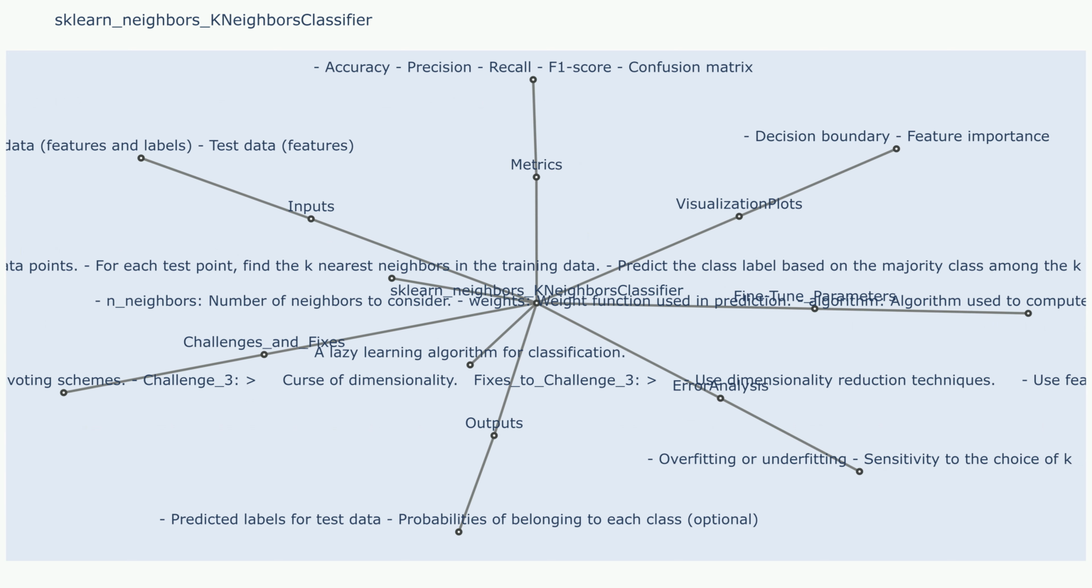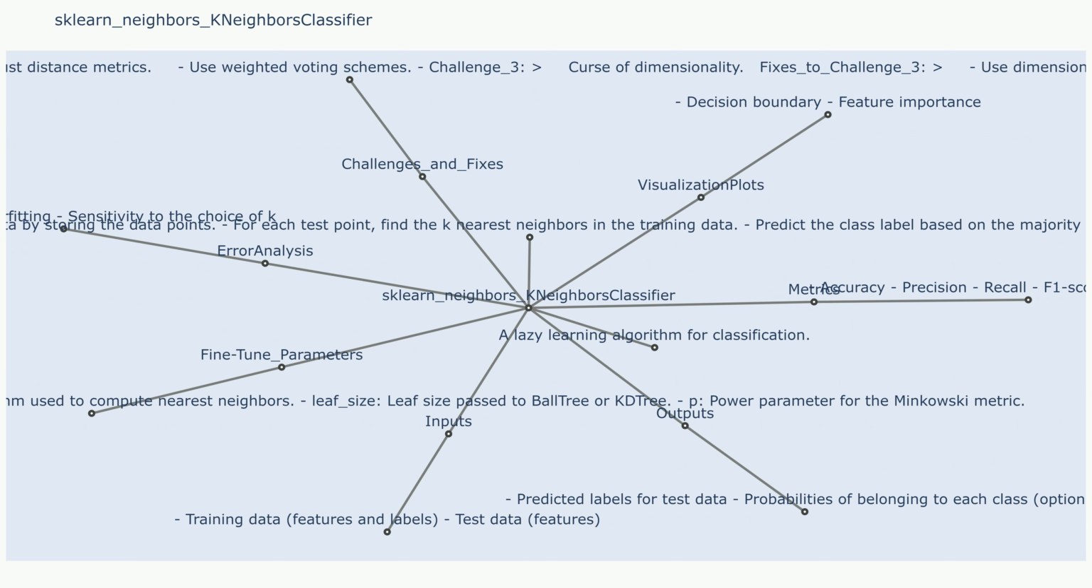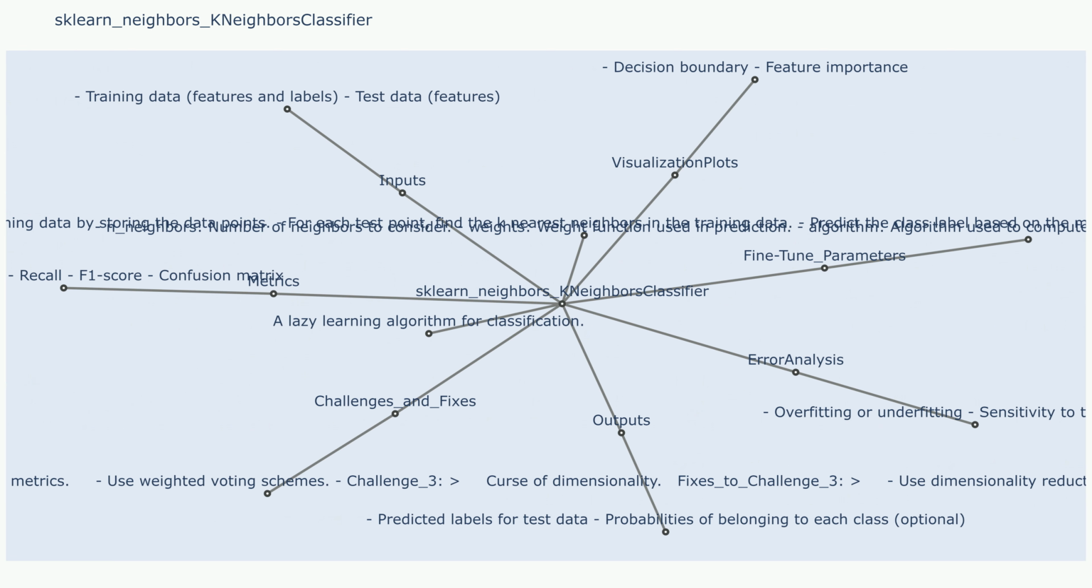N features representing the training data, where each row represents a sample and each column represents a feature. Y, a 1D array of shape n samples, representing the target labels for the training data, where each element corresponds to the class label of the respective sample in X. Outputs: YPRED, a 1D array of shape n samples, representing the predicted class labels for the new data points.